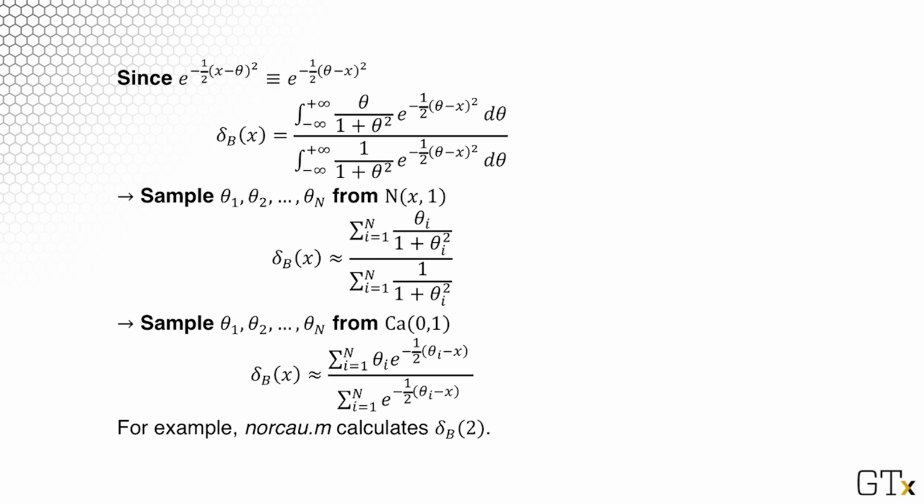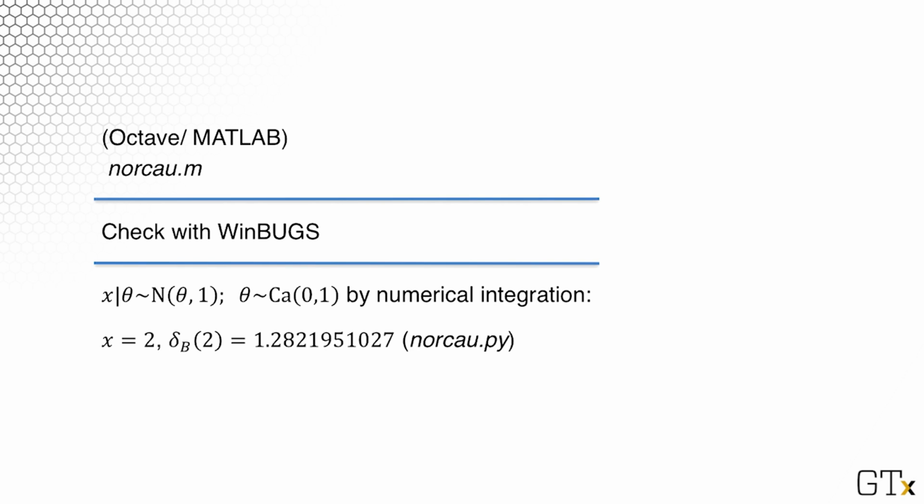I'm going to discuss norcow.m, which calculates the Bayes rule evaluated at the value 2. The example is going to be in Octave, or MATLAB if you have access to MATLAB. Later you can check how well you did for the Bayes rule at 2 using WinBUGS. We can also check in a moment with numerical integration by approximated integration methods, and find that this delta at 2 is, up to some precision, equal to 0.28219 and so on. We'll see how close we get to this exact value.